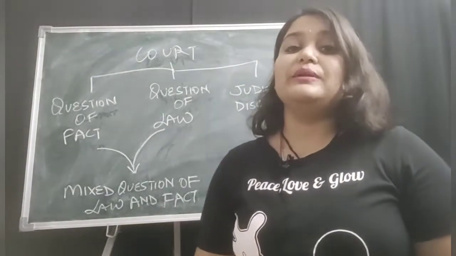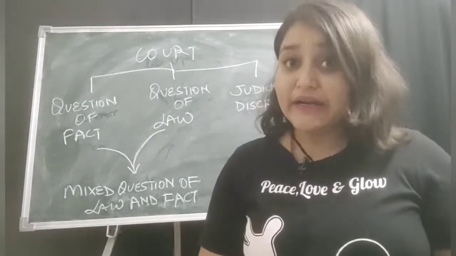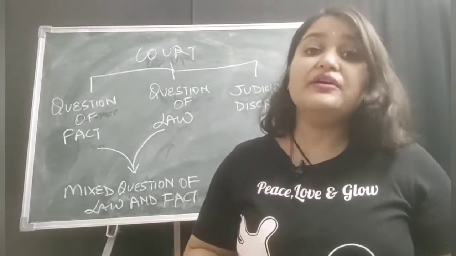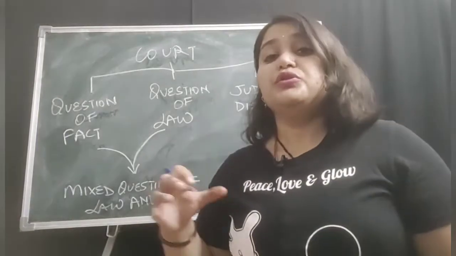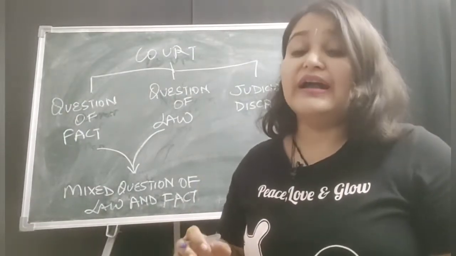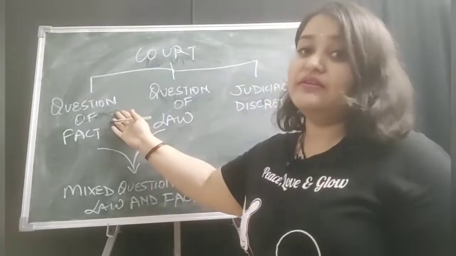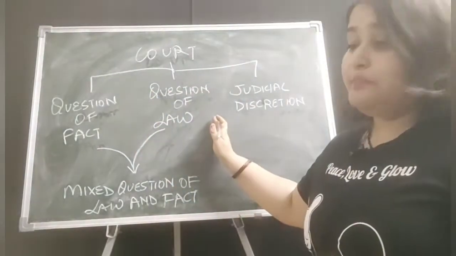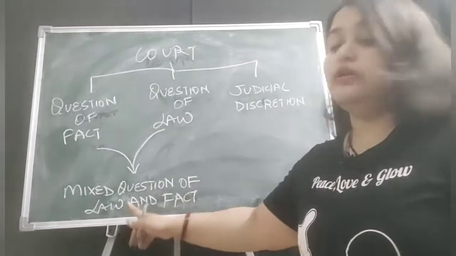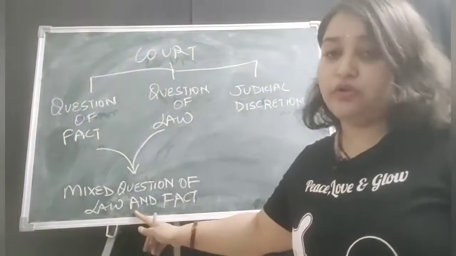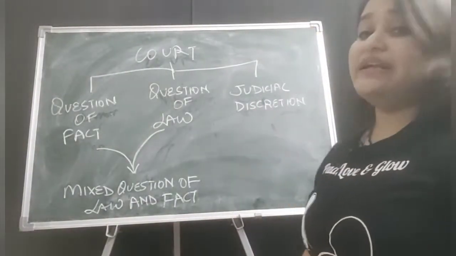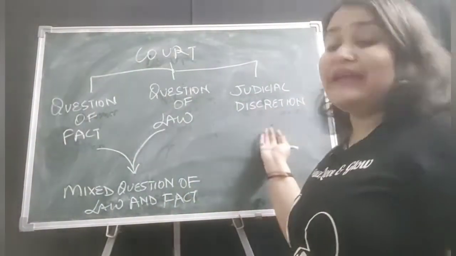So today we'll be discussing the matters that come in front of the court. When a court receives any kind of matter, may it be civil or criminal, those matters are classified and decided based on the question of fact, based on the question of law, and there are many matters which involve both, a mixed question of law and fact. Also, there is a third category which is judicial discretion. I'll discuss all these three categories with you in detail.